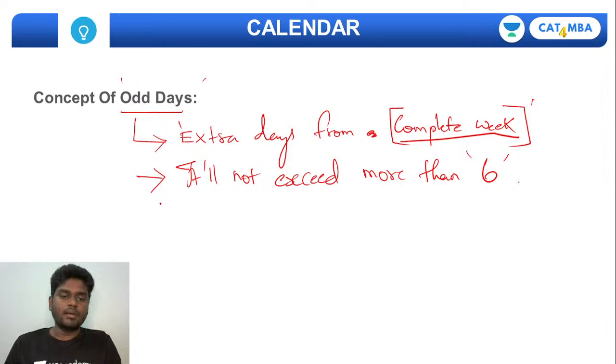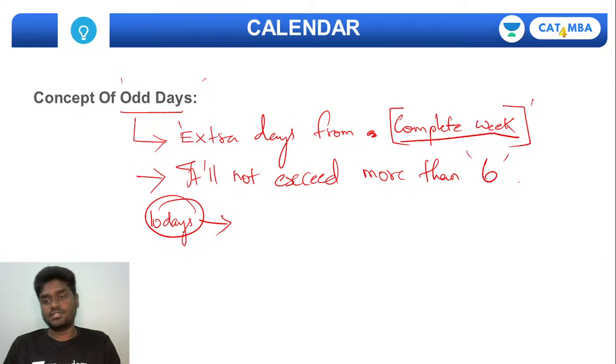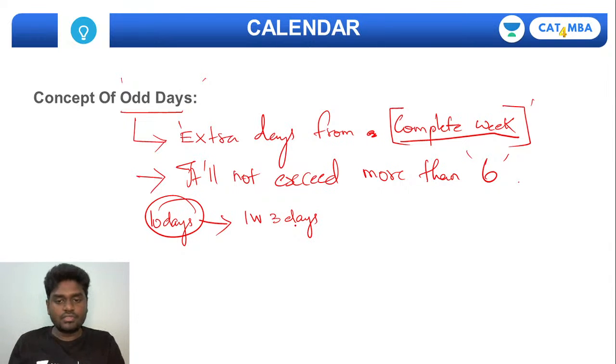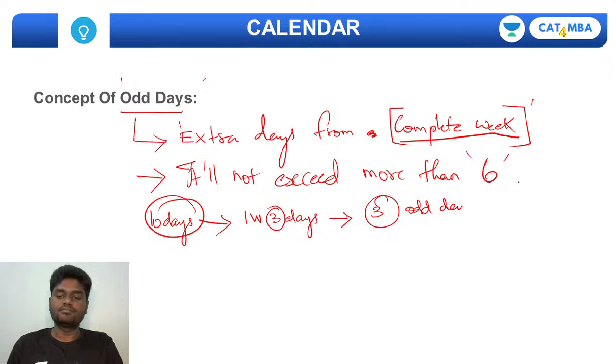If I give you an example, let's say I have 10 days here. If I ask you how many odd days are there in 10 days, how to do that? First of all, as I told you in the very first point, extra days from a complete week. So in 10 days, you'll be having 1 week and 3 days, right? I can write this 10 days as 1 week and 3 days. So ultimately, this is my extra days from a complete week. So I can 100% say that I have 3 odd days. Very simple as that.